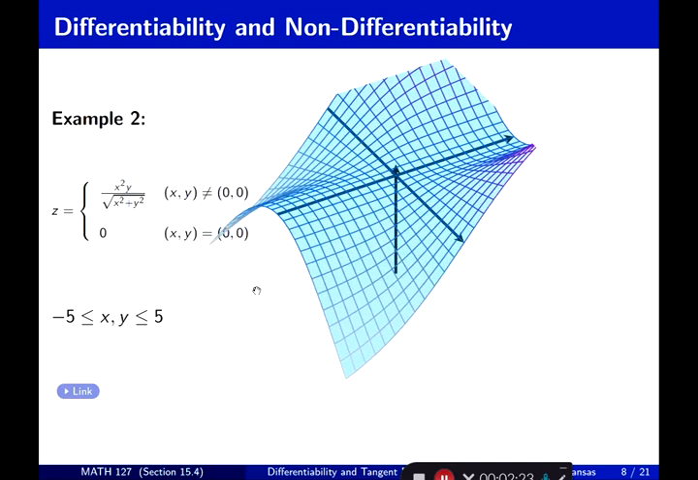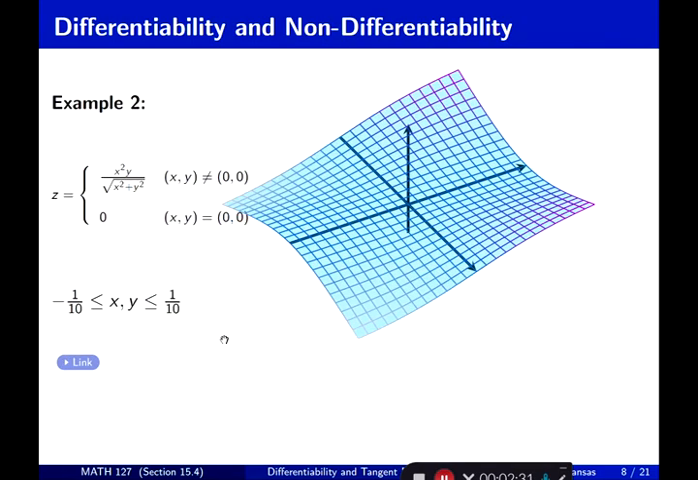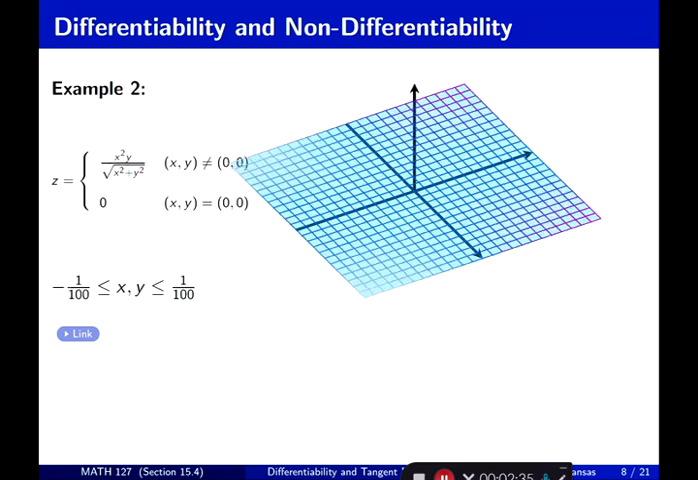In the beginning, I had x and y between -1 and 1, then x and y between -1/10 and 1/10, and then x and y between -1/100 and 1/100, so I'm zooming in as I go, and it flattens down around that point.